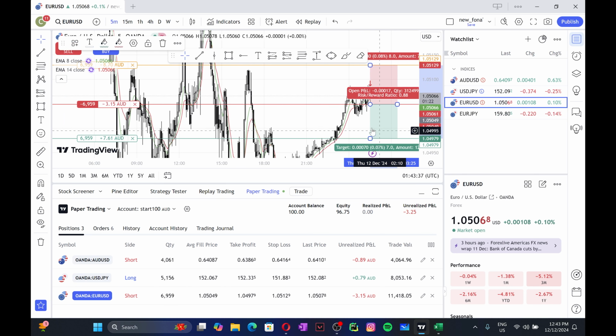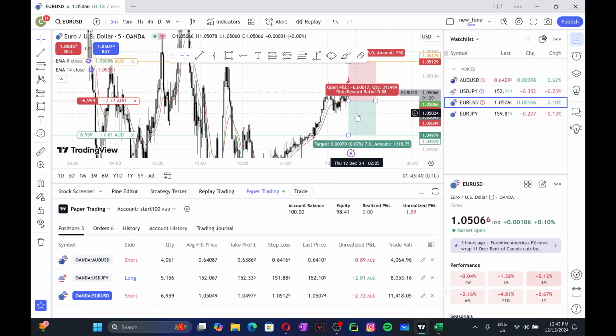So 0.88 is the risk reward ratio. I know it's a really bad trade, but again, the risk is not really high. We would just be losing $5 to $6 in the trade, which is pretty low. So it's 0.88, and let's see how it's going to go.